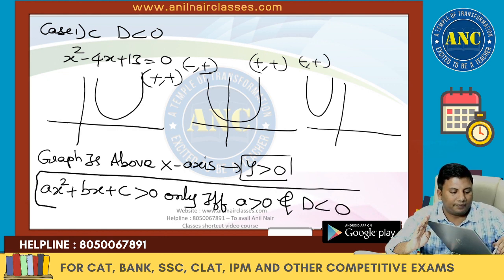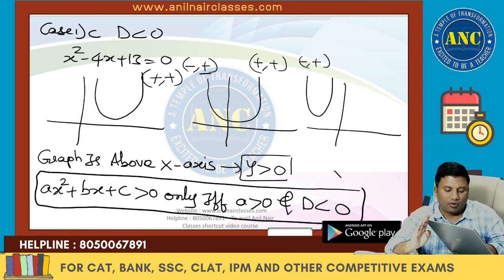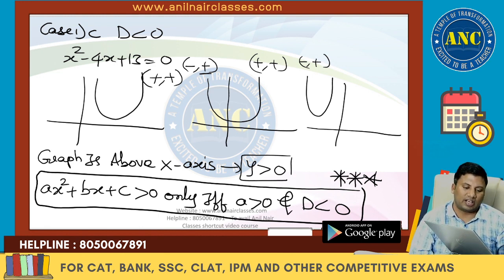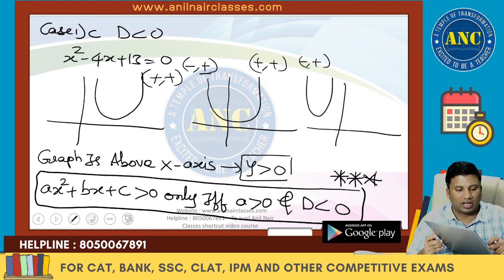Please write down. When will a quadratic expression be greater than 0? A quadratic expression will be greater than 0 only if a is greater than 0 and d is less than 0. ax square plus bx plus c, the quadratic expression will be greater than 0 only if a greater than 0 and d less than 0. I hope the concept is clear.